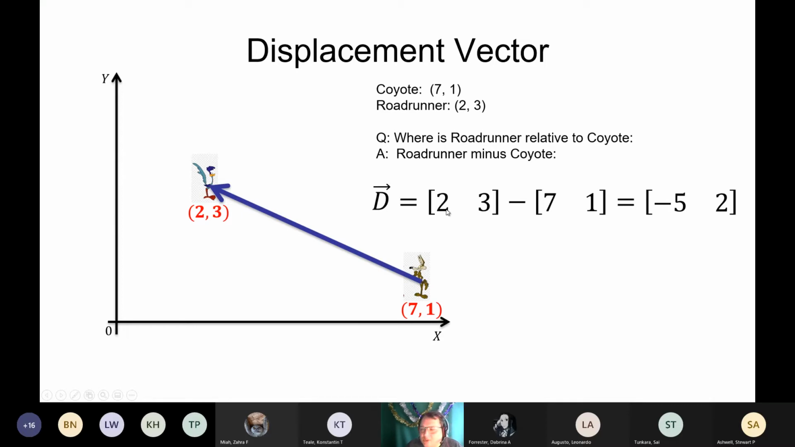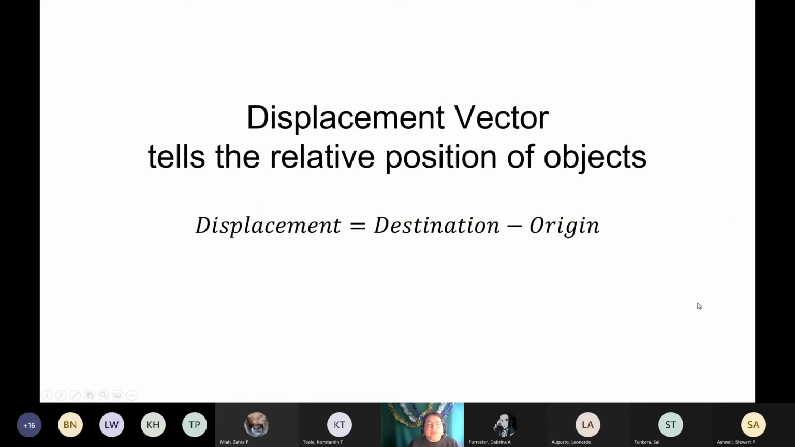Subtraction of vectors is just component by component. So we first subtract x's: 2 minus 7 is -5. Then we subtract y's: 3 minus 1 is 2. Done. So the displacement vector tells the relative position of objects. Relative position is in many cases much more important in vector algebra than absolute values, and displacement is equal to destination minus origin.